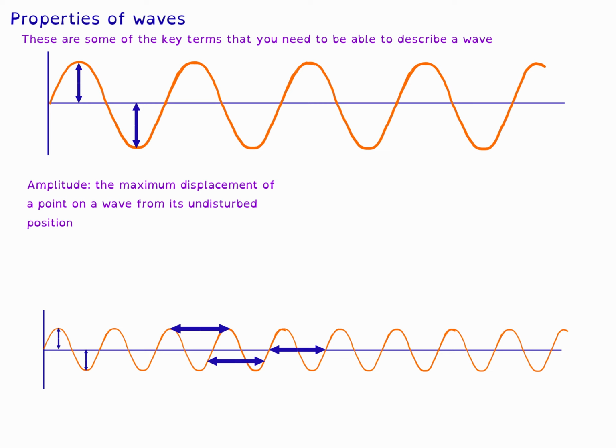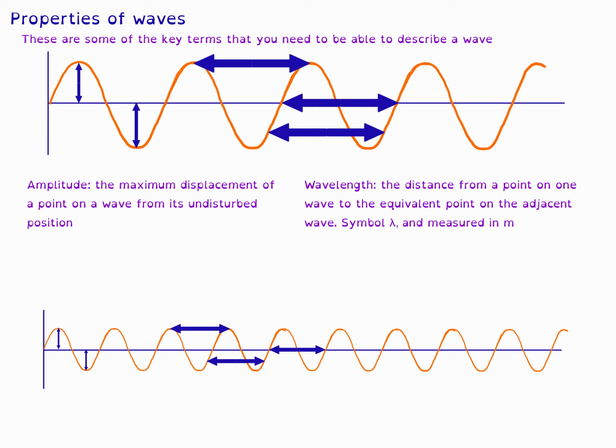Amplitude. This is the maximum displacement of a point on a wave from its undisturbed position. Wavelength. The distance from a point on one wave to the equivalent point on the adjacent wave. Its symbol is lambda and it's measured in metres. Frequency, the number of waves that pass a point each second. Its symbol is little f and it's measured in hertz.